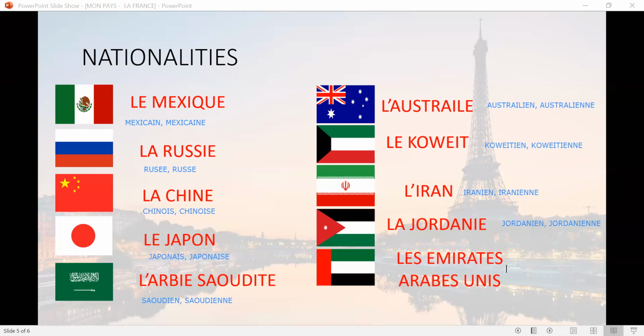And Les Émirats Arabes Unis, it will be written as Émirien, and in the feminine it will be written as Émirienne. So here is our example.